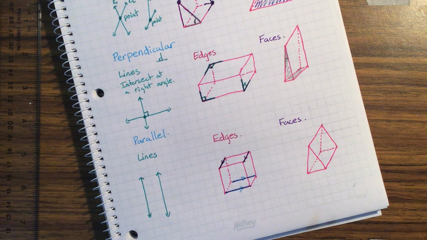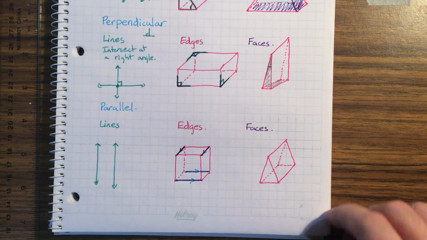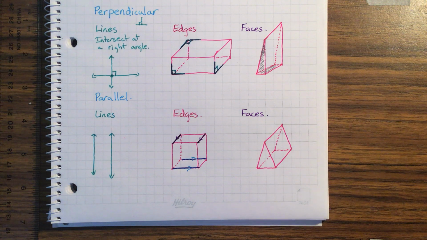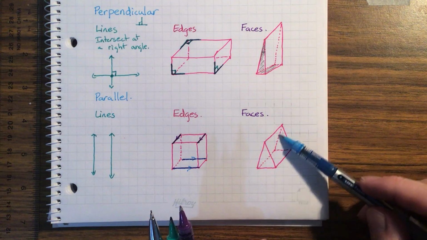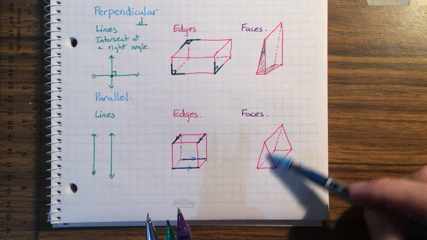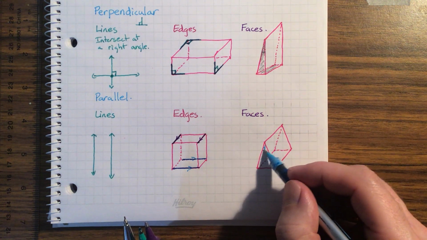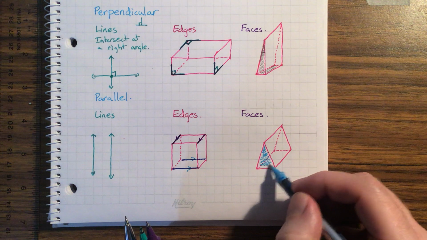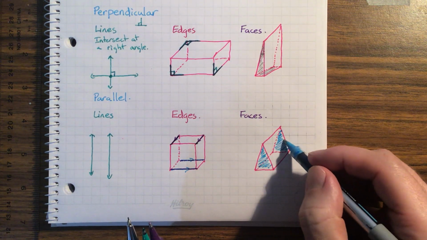Now, what about parallel faces? Parallel faces, well, we can have two faces that if we extend them on forever, they will never meet. Let's look. In this triangular prism, you can see this one side face here meets this back face here. The only two parallel faces we have on here is this front face is parallel to this back face here. Those are the only ones that are parallel.